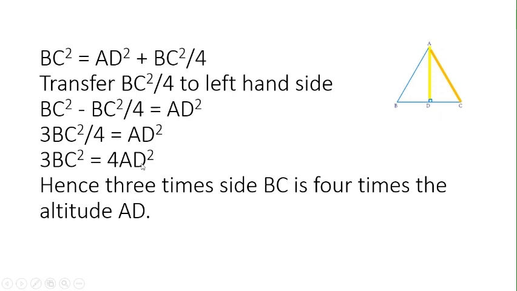What is AD in triangle ABC? It is the altitude. And what is BC in triangle ABC? One of the sides. What should we prove actually in the given sum? We need to prove that 3 times the square of any side should be equal to 4 times the square of one of the altitudes of that particular triangle. We have proved that only. If you observe, BC is one of the sides of the triangle. 3 times BC square is equal to 4 times AD square, where AD is the altitude. Okay, so it is proved.